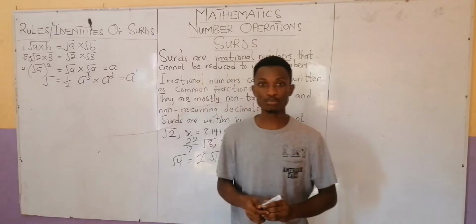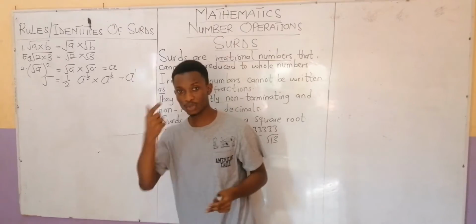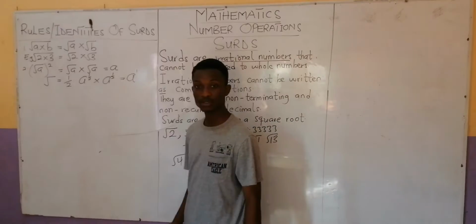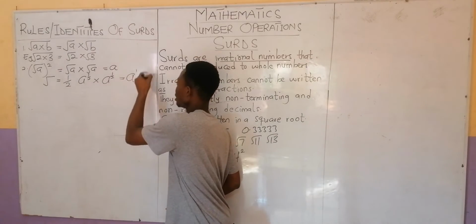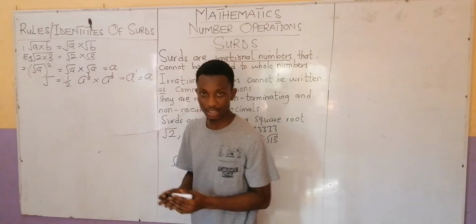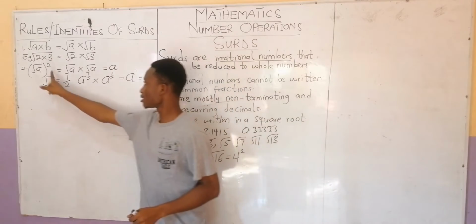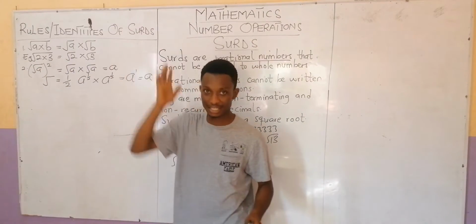Rules of indices, the product law. When two similar bases are multiplying, we add the powers. So here the power is half plus half, and half plus half will give me 1. Any base raised to the power 1 is the same base. That is why our answer is A.